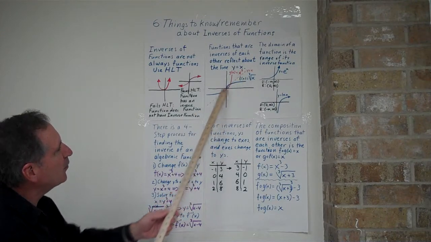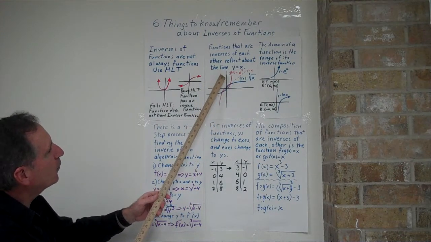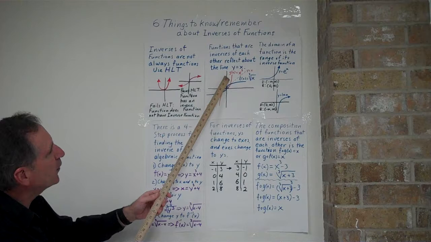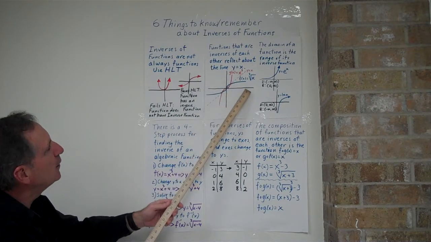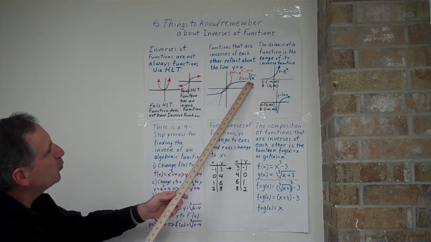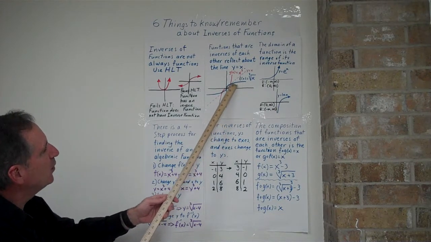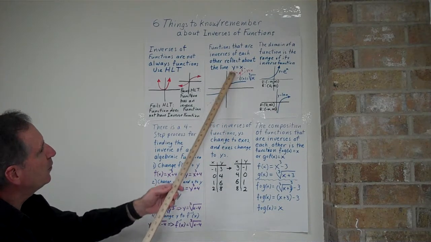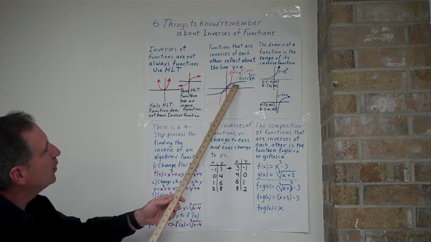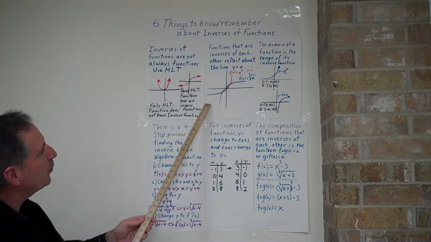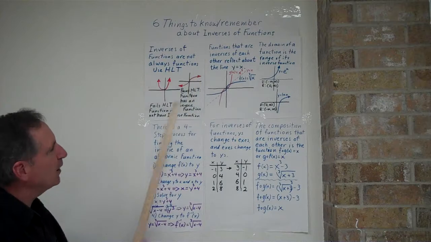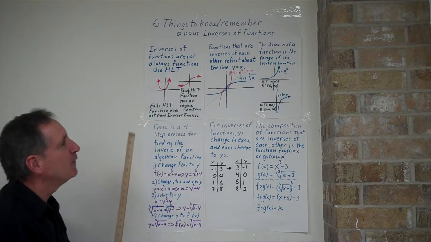Here we have a dashed diagonal red line, which is the line y equals x, and it is a reflection axis for the cubic function g of x equals x cubed, and the cube root function f of x equals the cube root of x. And we can see that this red curve and this blue curve are reflections of each other about the line y equals x, indicative of inverses of functions.